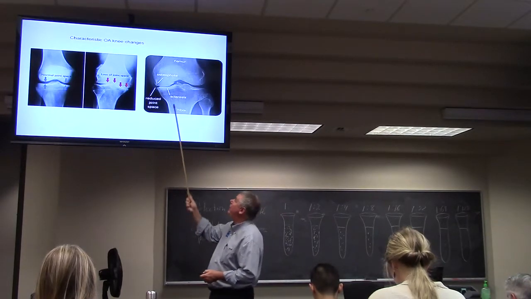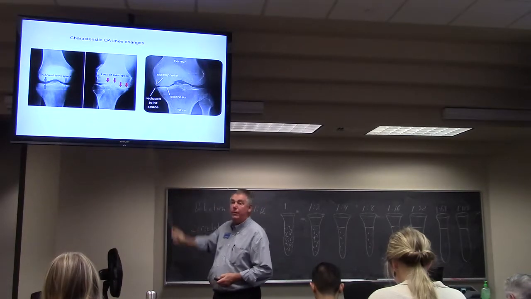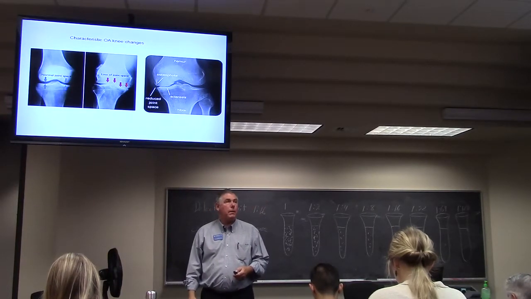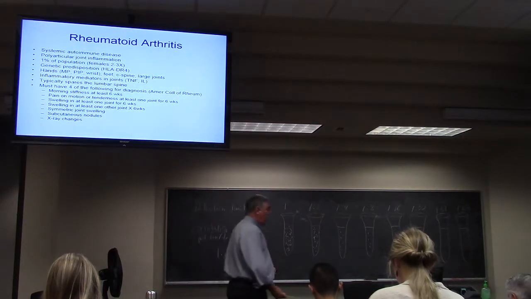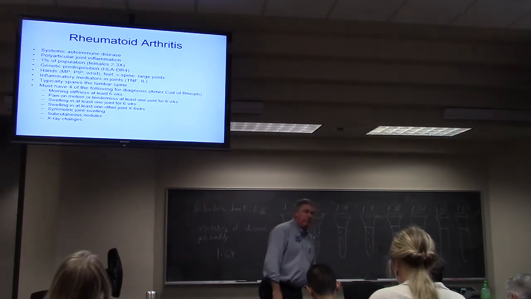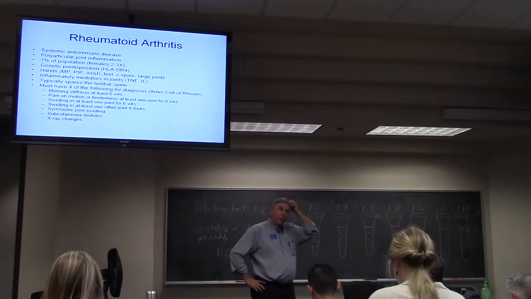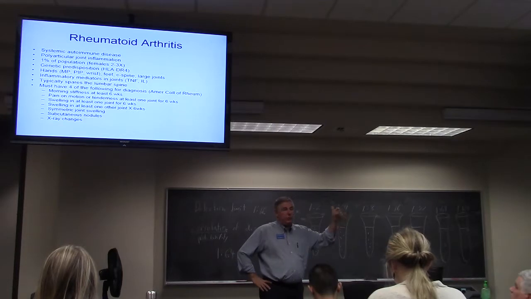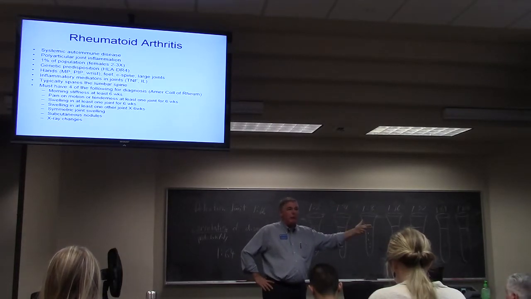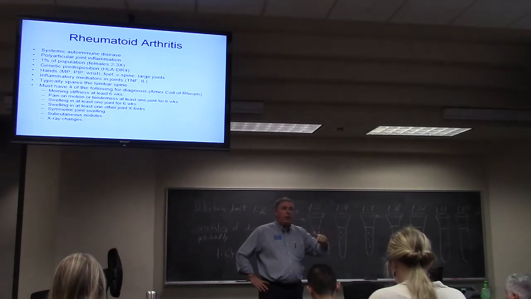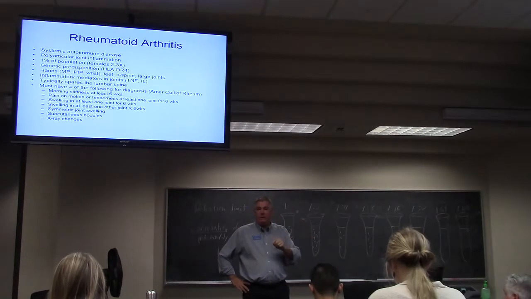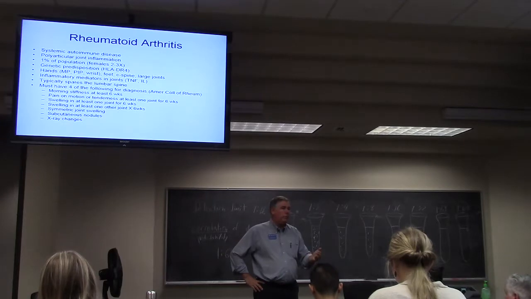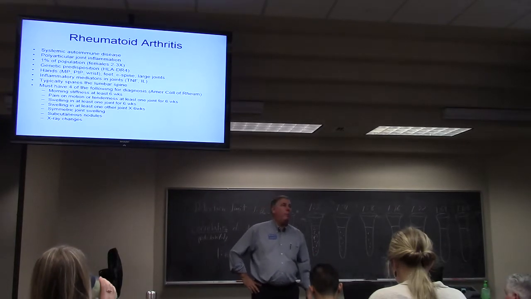Sclerosis is the other thing here, thickening of the articular surfaces. Rheumatoid arthritis, now we start getting into the science a little bit. Unlike osteoarthritis, which is purely an overuse, age-related process, rheumatoid arthritis is an autoimmune disease. And there's a juvenile form, there's an adult form.